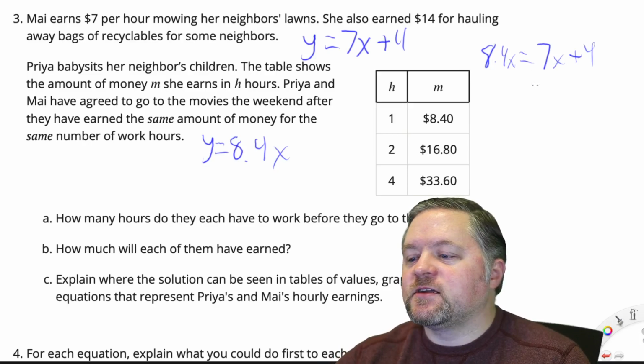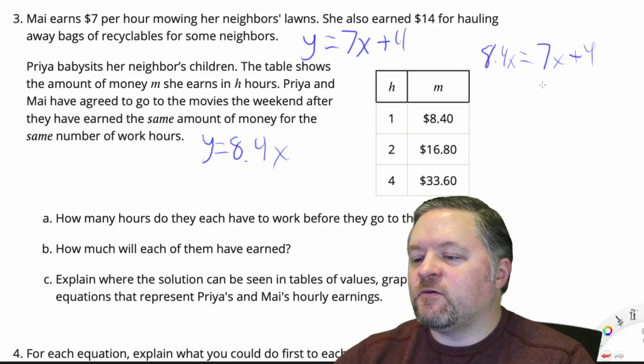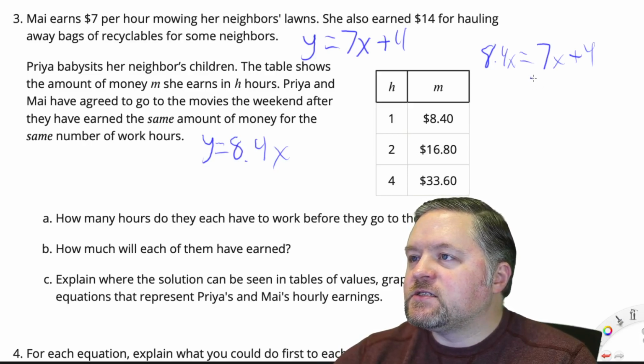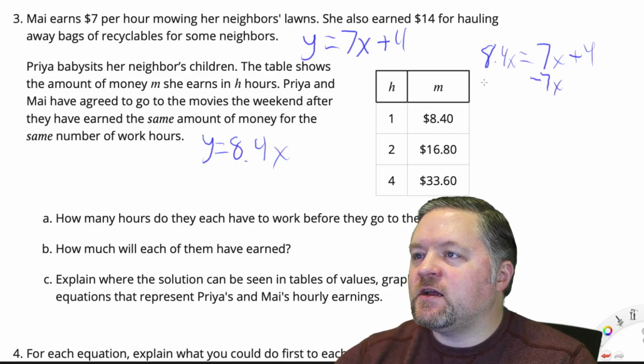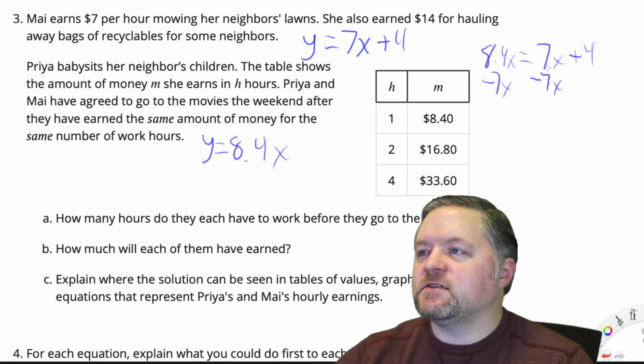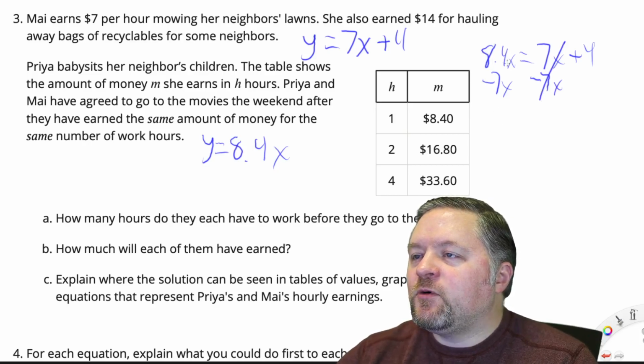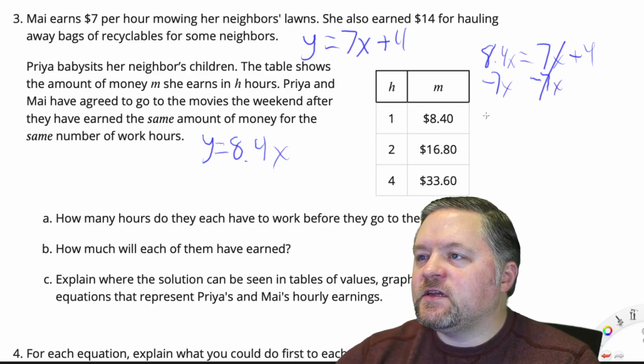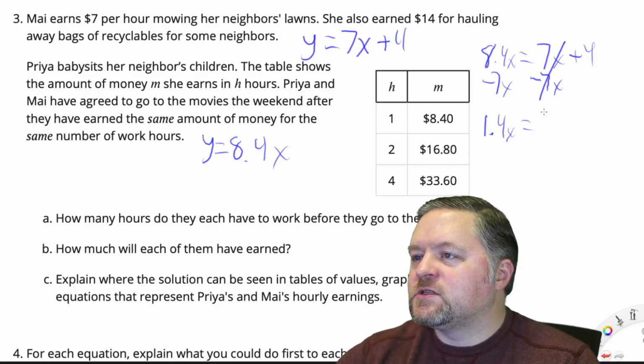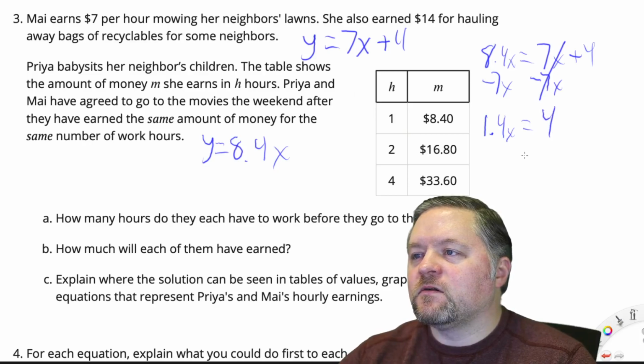Well, step one is to get all the x's on the same side of the equation. So let's subtract 7x from each side, because the right side has x's and numbers and the left side only has x's. So we will want to get rid of x's over here and bring them all to the left side. Those cancel nicely. 8.4 subtract 7 is 1.4x equals, what's left? 4.